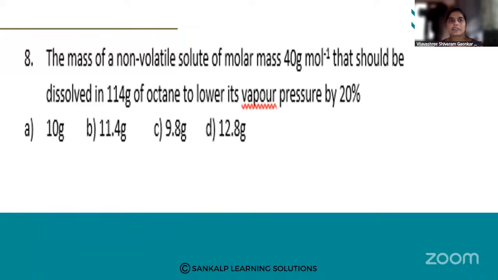So yesterday we were solving this question, right? So its answer is, yesterday only I told you, it is option A, 10 gram. Yesterday we solved this. We will solve the next question.